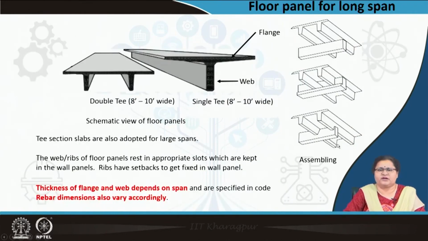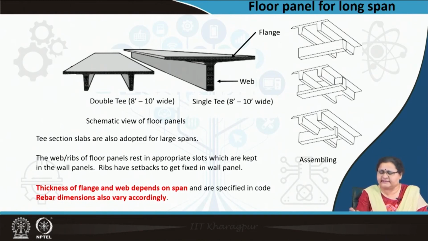Now, let us come to the combined kind of floor slab. What we see here, it is a double T, as I was telling. This is a single T. You see, with the double T, the rib size depth has gone down. Here, the single T is having a larger rib. So, that is the web, that is the flange, and it is around 8 to 10 feet wide.